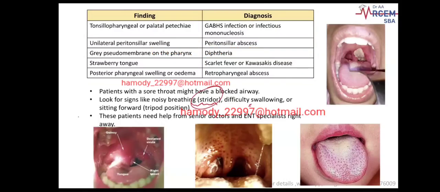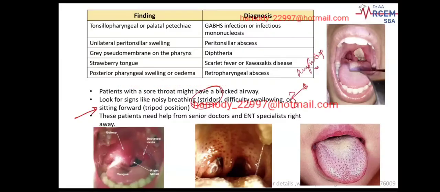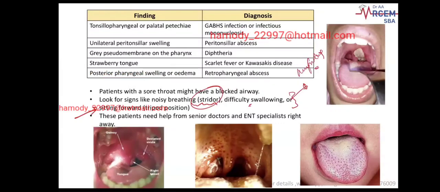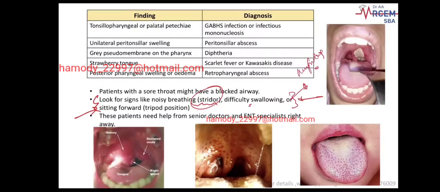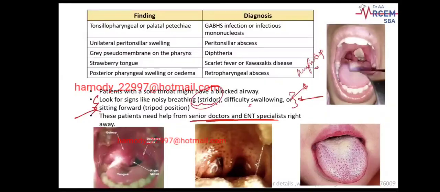He might be in the tripod position, where he has taken up a sniffing position basically to open up the airway. This is all suggestive of an impending airway arrest. You need to take it very seriously. Okay, so do not just disregard it. Always have a look. Unless it is a senior nurse who comes and tells it's just a sore throat, do not take it lightly. If a junior nurse says it, always have a go and look at the patient and see whether he's stable or not. These patients, whenever they come with signs and symptoms as written here, suggestive of an airway compromise, immediately involve the senior doctors and ENT specialists, especially the anesthetics and the ENT, because if their airway goes completely compromised, securing an airway becomes very difficult.